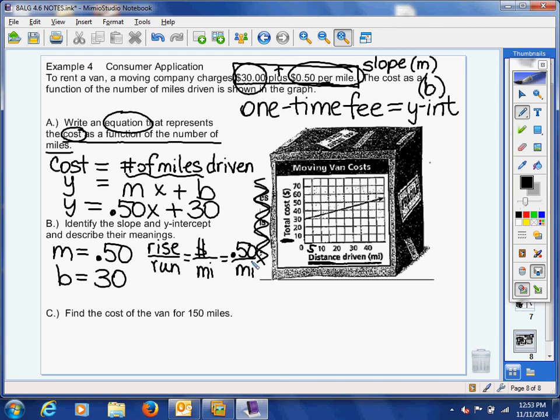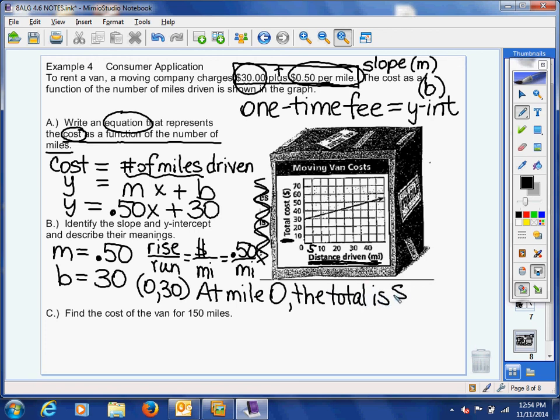All right, now let's get to the y-intercept. Now the y-intercept, remember, is the point (0, 30). So if you look at your x-axis, 0 on the x-axis means before we've even driven any miles at all. At mile 0, the total cost is $30. That's the interpretation. That's how you look at that number and tell what it means.